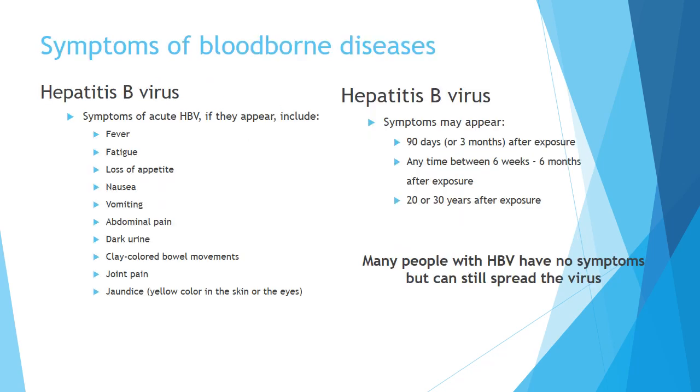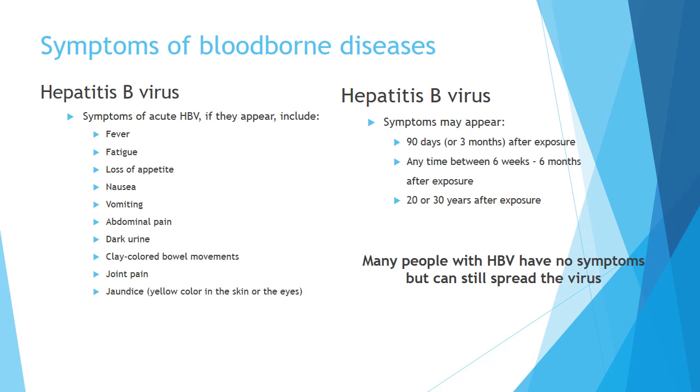Symptoms of bloodborne diseases: hepatitis B virus. Symptoms of acute HBV, if they appear, include fever, fatigue, loss of appetite, nausea, vomiting, abdominal pain, dark urine, clay-colored bowel movements, joint pain, and jaundice, which is a yellow color in the skin or the eyes.